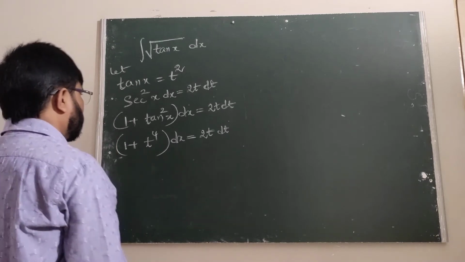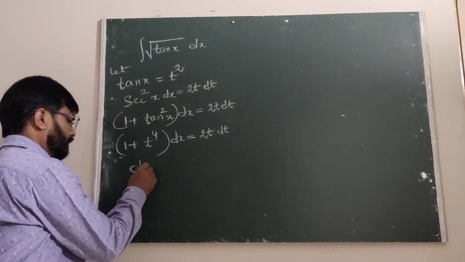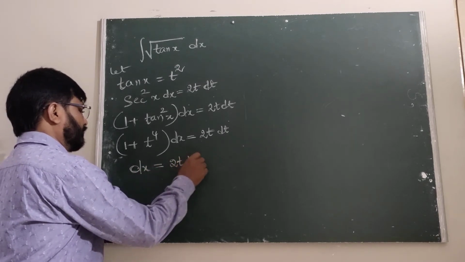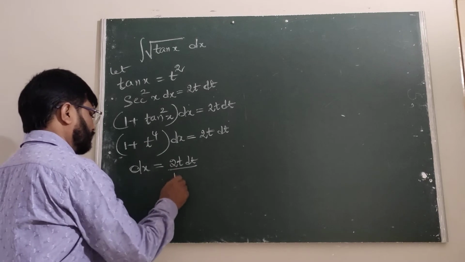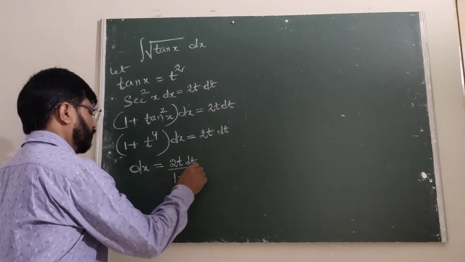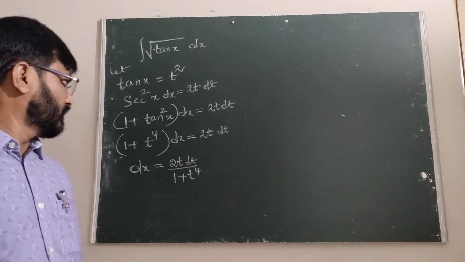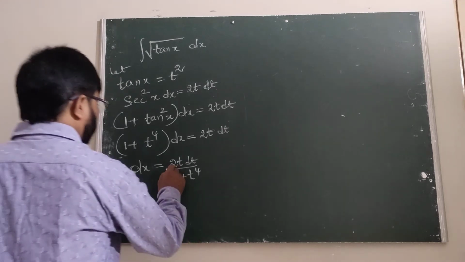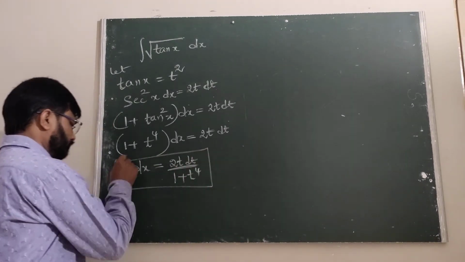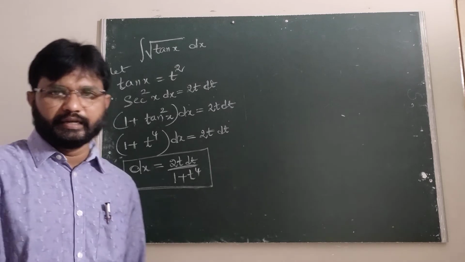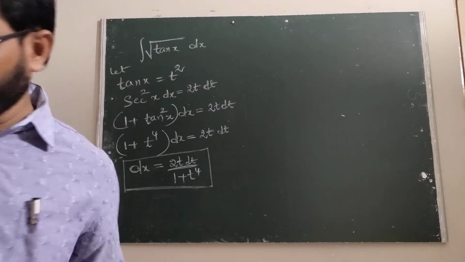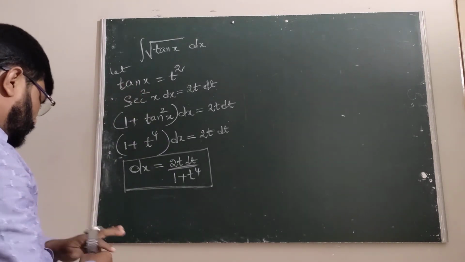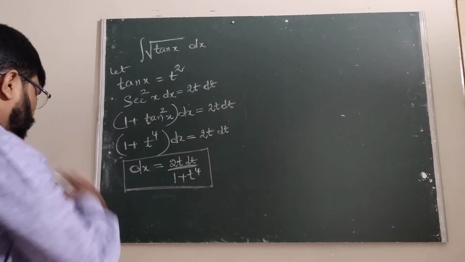Therefore, now we can write dx equal to 2t dt upon 1 plus t power 4. This is the dx. Now we are substituting these values of dx and tan x.